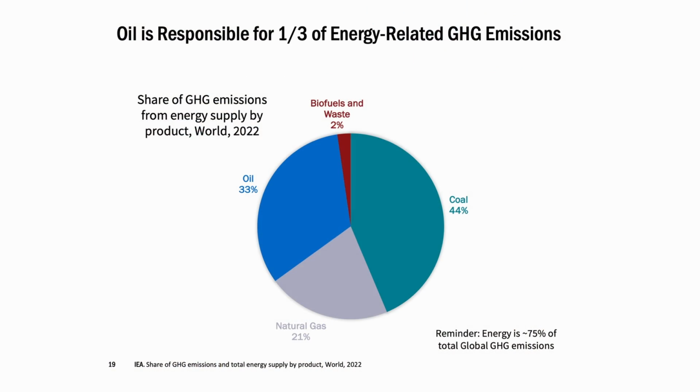So just to remind you, oil is responsible for about a third of our energy-related greenhouse gas emissions. You've seen this chart before. Energy is about 3/4 of our total greenhouse gas emissions. So oil is a big piece of that in terms of its environmental impact. And we'll talk more about environmental impacts in a little bit.